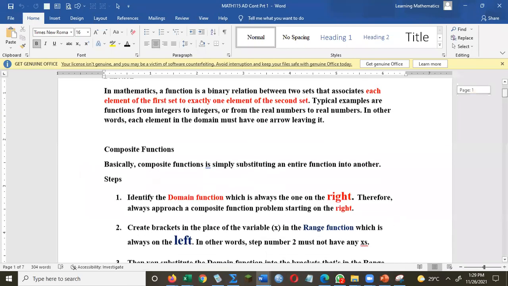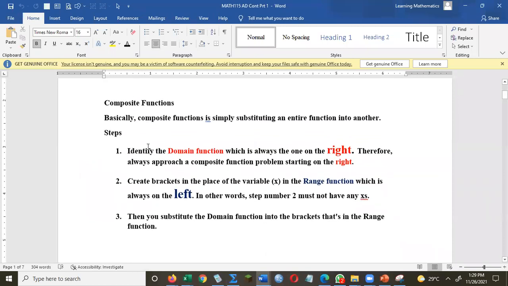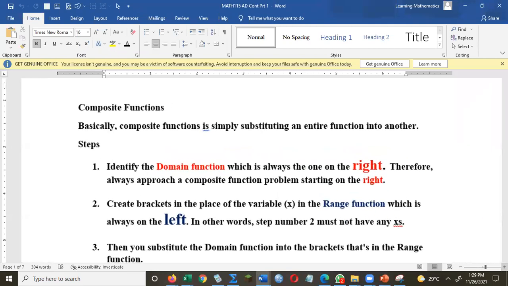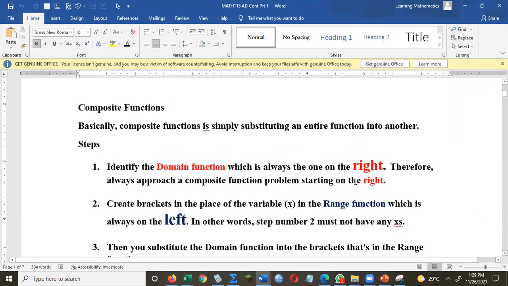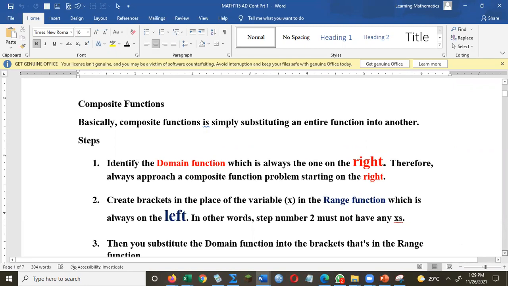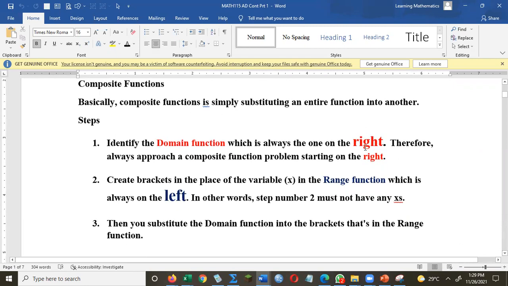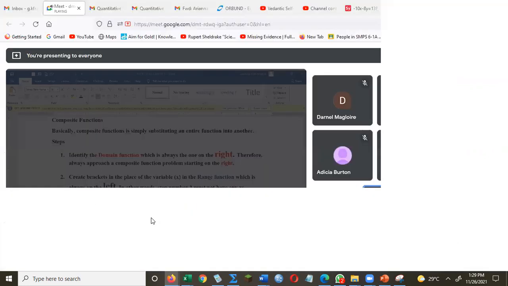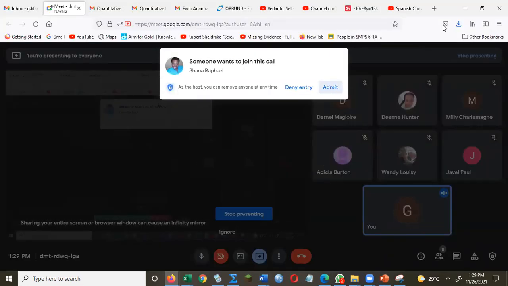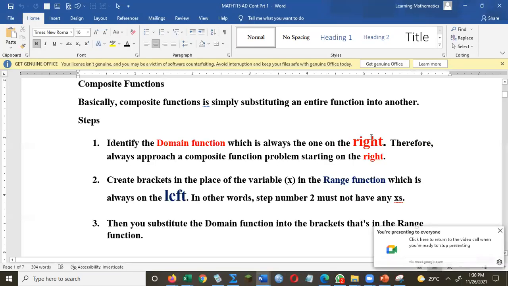It's a 3-step process. You basically identify the domain function. The domain function is always on the right. Once you have a composite, you start from the right. Bear in mind that in mathematics, you can read from left to right, up, down, you can even start from the center. But you always approach a composite function problem starting on the right. So that's where the domain function is.